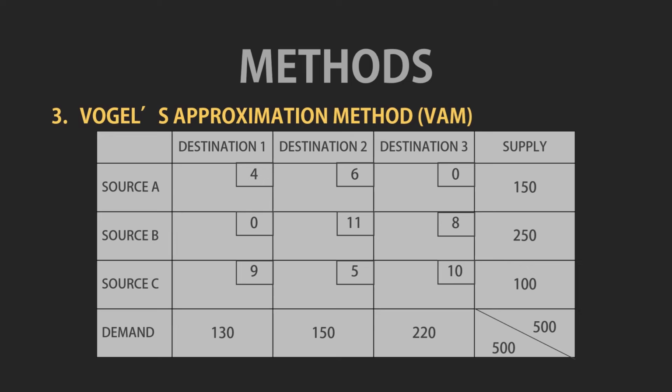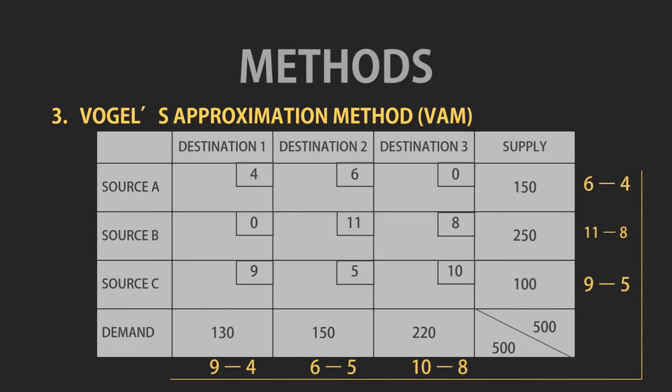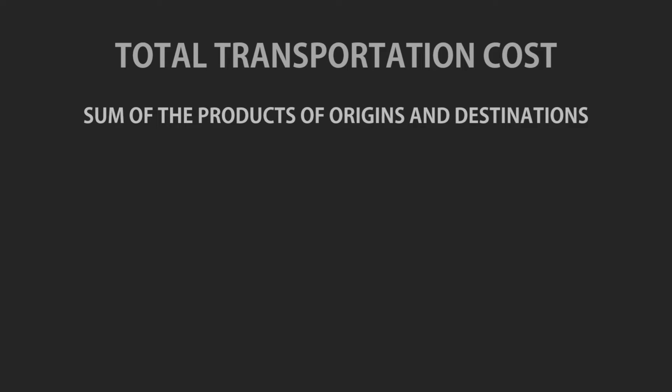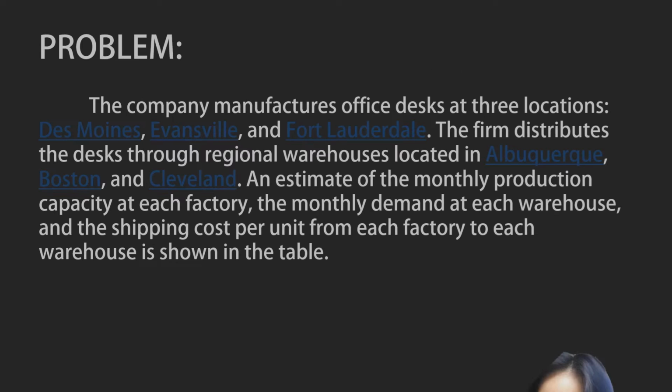Lastly is Vogel's approximation method, or VAM. Calculate the difference between 2 least cost cells for each row and column, then select the largest difference. In case of a tie, choose the one where the maximum quantity can be assigned. Exhaust the least value in either the supply or demand, and repeat the steps until all the supply and demand are exhausted. To compute for the transportation cost, it is simply the summation of the products of sources and destination.